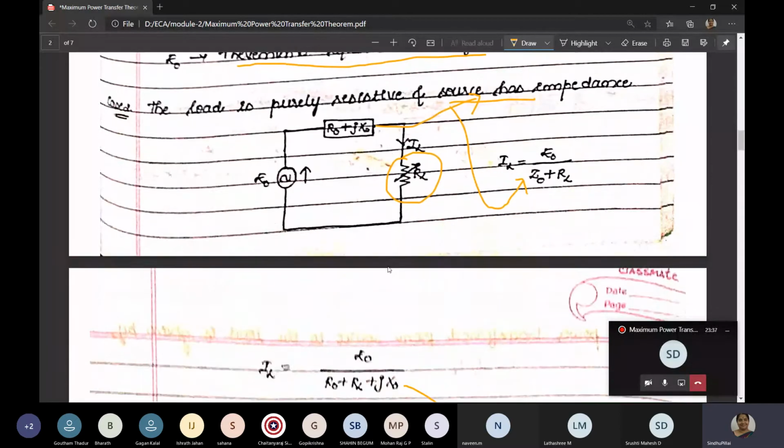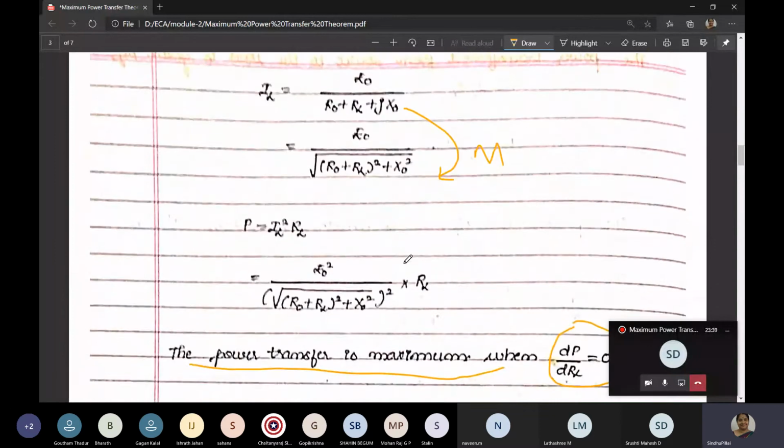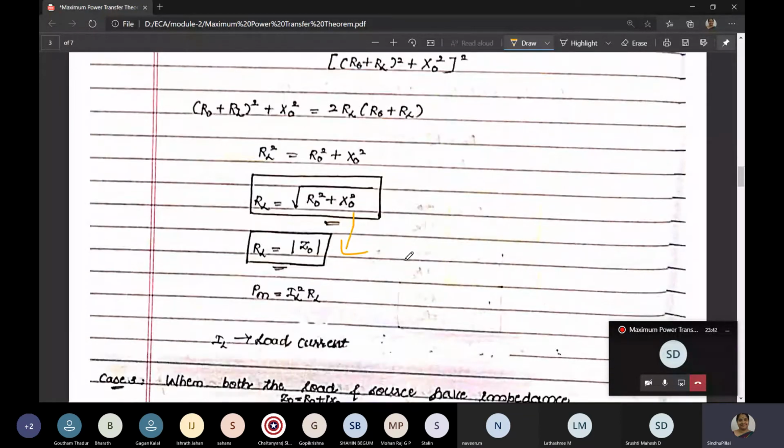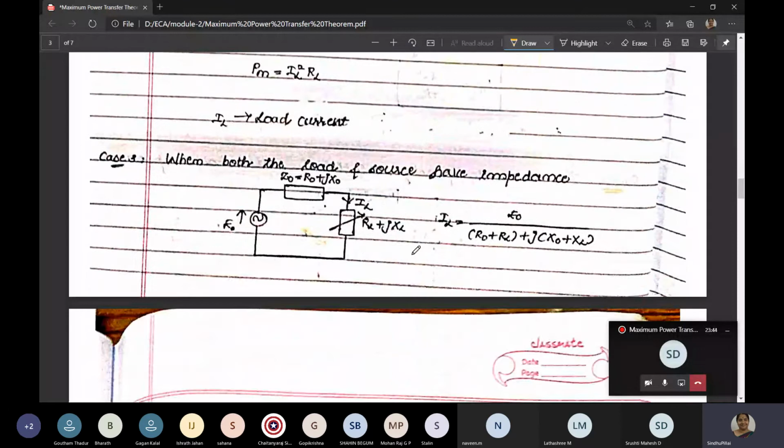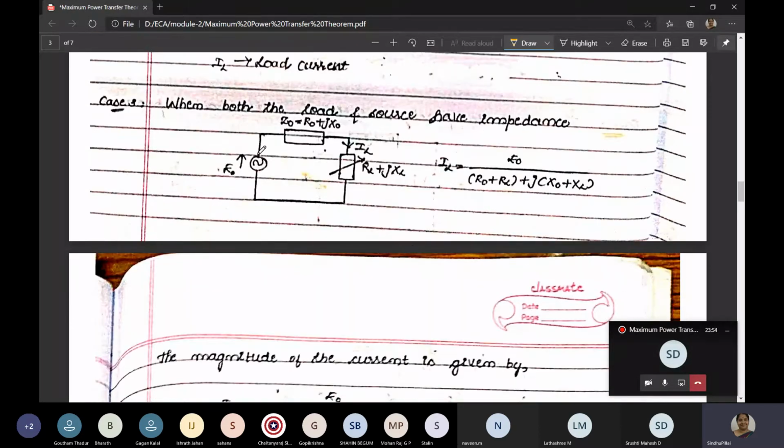All the 3 cases, any one case they may ask, so you have to practice all the 3 cases. The first one was purely resistive, where load and source are purely resistive. The second one is load purely resistive but source having impedance. The third case is when both the load and source have impedance. Getting it? When both are having impedance, what will it become? It will become Z0 and ZL. That is R0 plus JX0 for the source and RL plus JXL for the load.